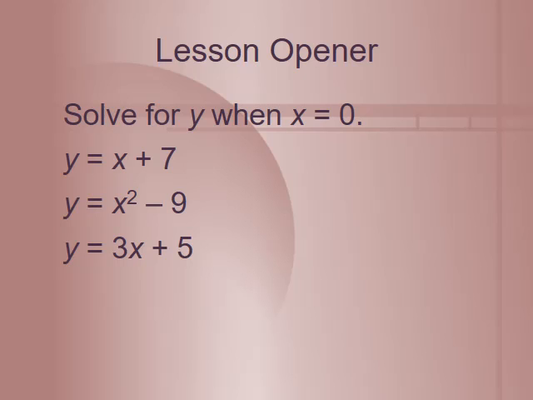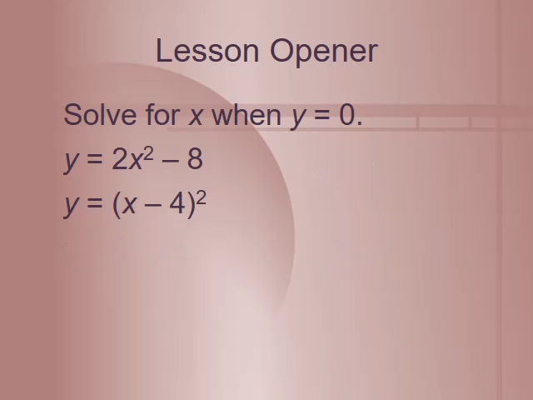So for the first one, if we change the x to 0, then y equals 7. For the second one, if we change the x to 0, y equals -9. And for the third one, if we change the x to 0, then y equals 5. Now let's look what happens whenever we solve for x when y is 0. If you'll remember, one of the ways we found our x and y intercepts was to change x to 0 and find the y, and then to change y to 0 and find the x.